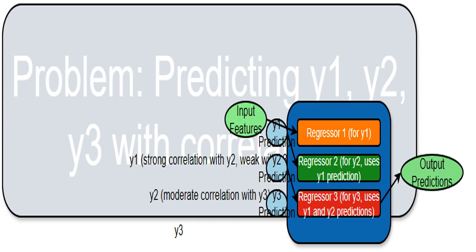Okay, so we're tackling a multi-output regression problem. We need to predict three different variables, y1, y2, and y3. And the key here is that these variables aren't independent, they're related in some way. This sets the stage for understanding how a model like RegressorChain might be helpful.